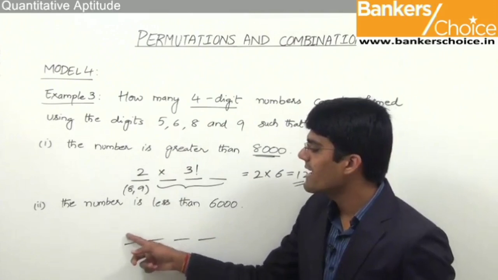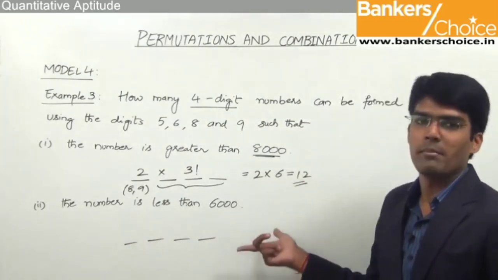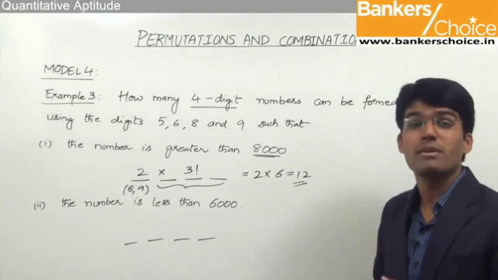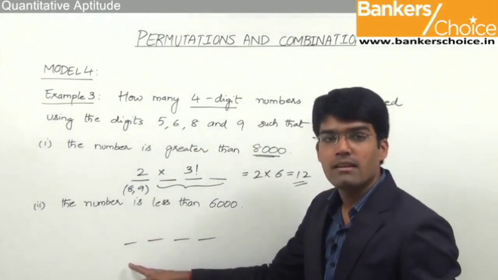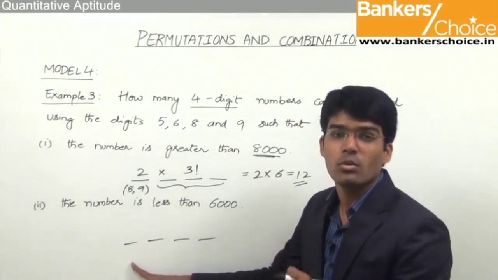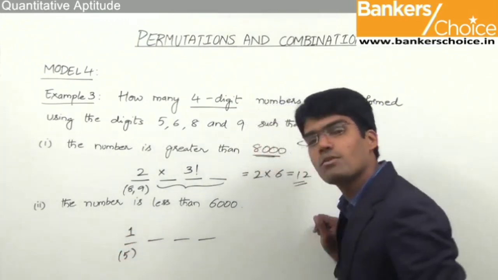But when the thousands place is 8 or 9, whatever the remaining 3 digits are, the number is greater than 6,000. We want it to be less than 6,000. So here 6 cannot come, 8 cannot come and 9 cannot come. But 5 can come, and that's the only choice we have. So the first position can be filled only in one way. That is, the digit 5 has to come there.